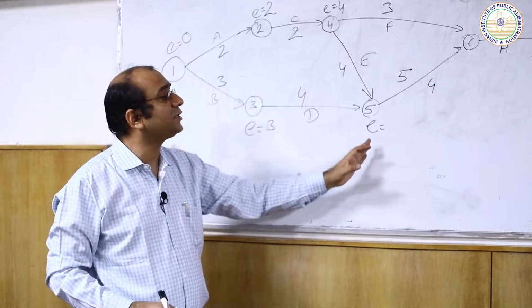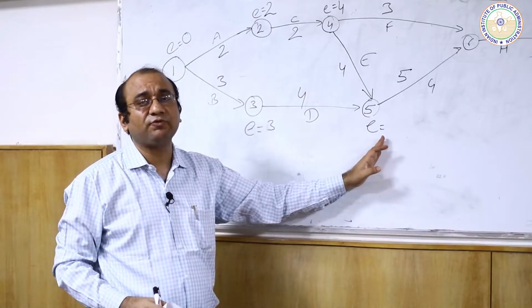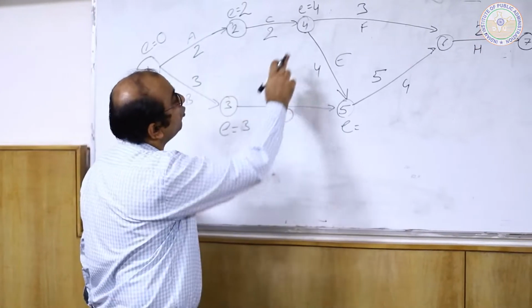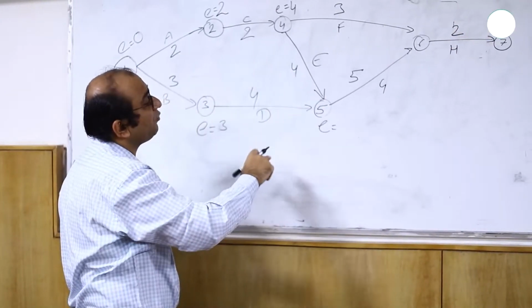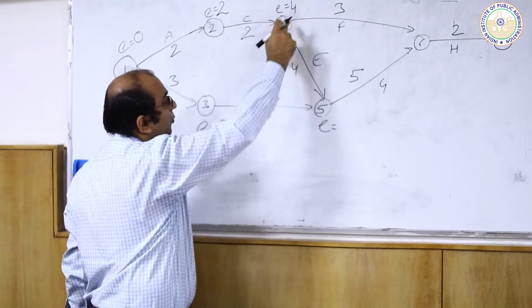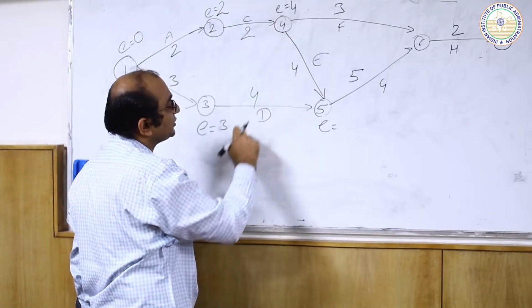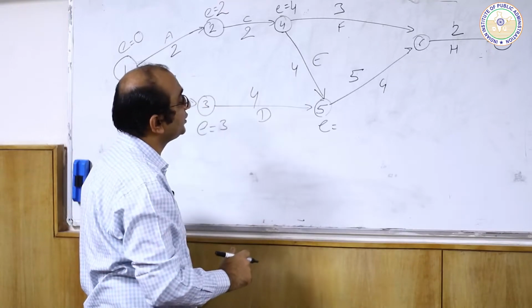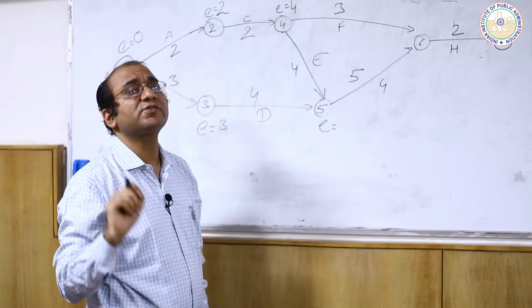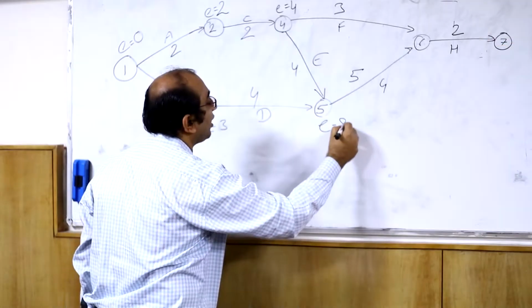So, the maximum that this activity can be finished is... event 5 can only finish once we are finished with both activities, and the other activity cannot start before 4 plus 4, that is 8, or 3 plus 4, which is 7. So, what is highest? Highest is 8. So, I am going to take it as 8.